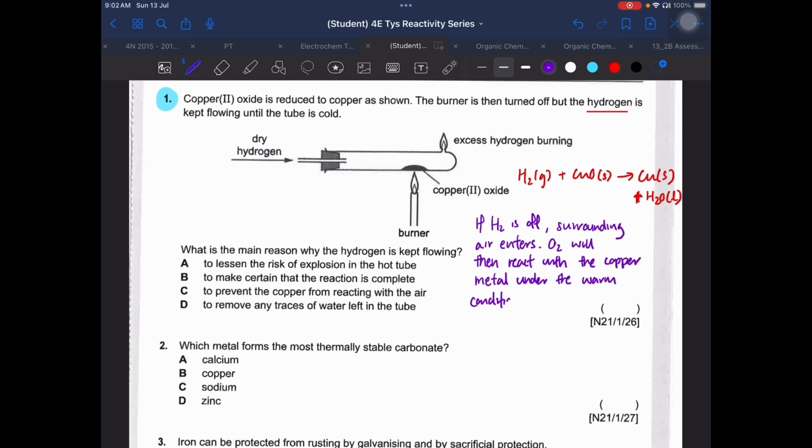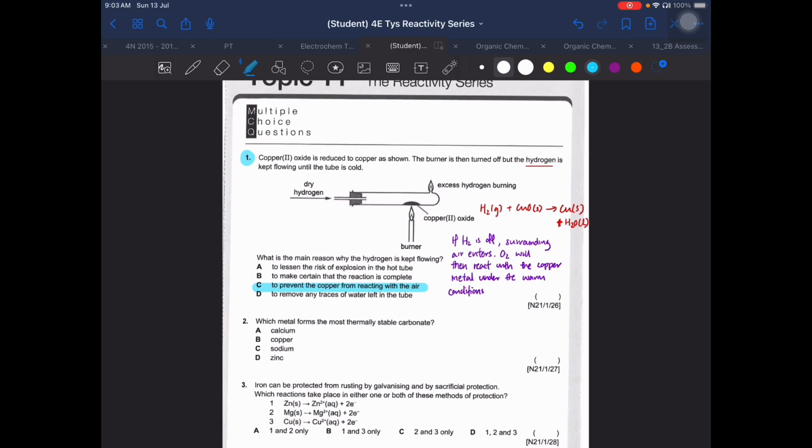This is the reason why we don't switch off the hydrogen gas. If we keep the hydrogen flowing, that's how we prevent any air from entering. But once you switch it off, any air that comes in will bring along oxygen, and this will cause a reaction between the copper and the oxygen, and you end up with copper(II) oxide again. So the purpose of the setup is to prevent the copper from reacting with the air. Okay, so that's for question 1.